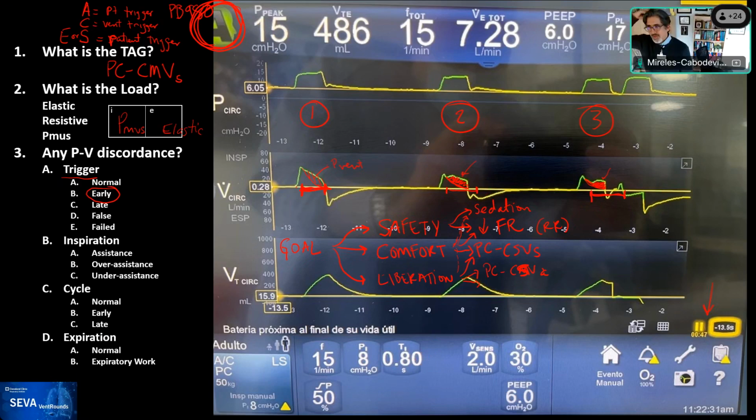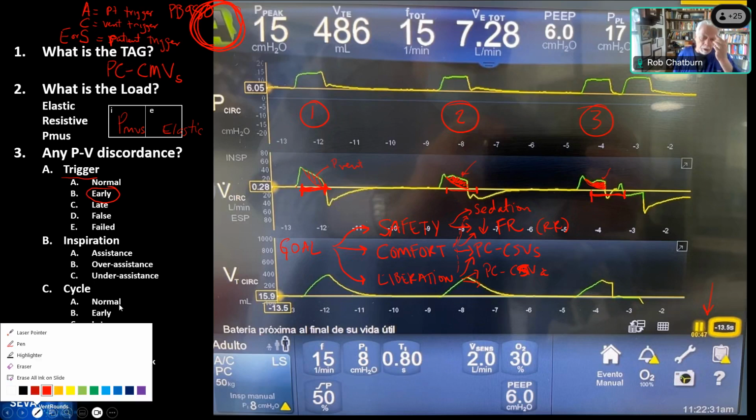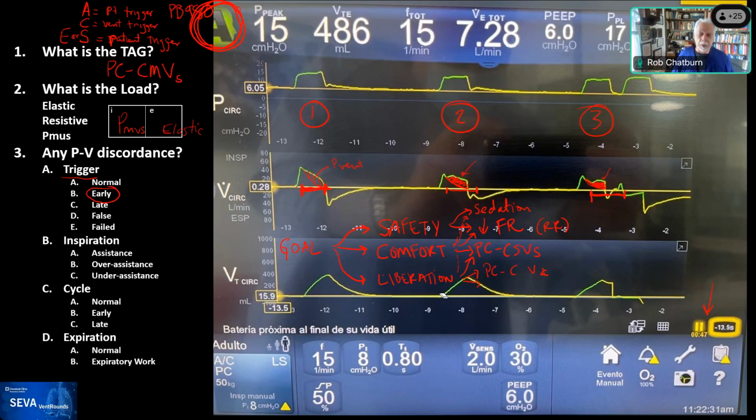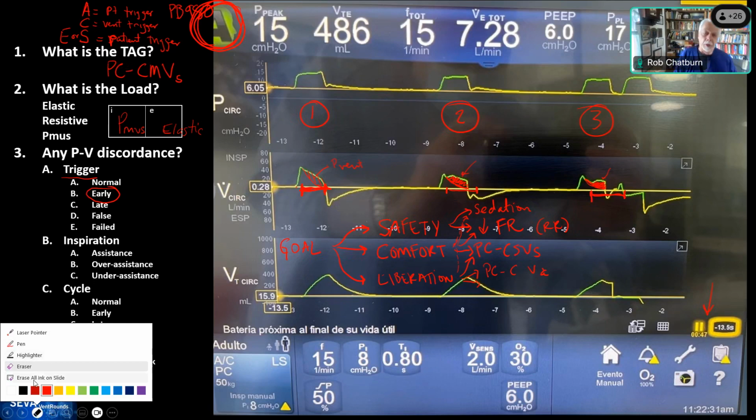So just to rephrase for the people online, Alicia just said, got your question, Rob, which is the work of breathing reading is high and the drive is high. She's saying, right, CMV is like PRVC. The ventilator is in a pressure control mode with a target tidal volume, and the ventilator sees that the volume is going up because the patient's making efforts, so it drops its support. And then the patient sucks in harder, and the ventilator drops more support.